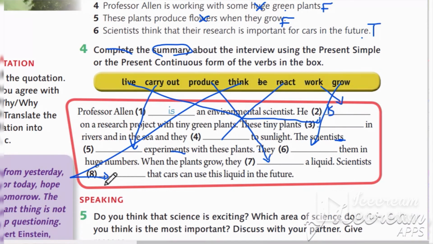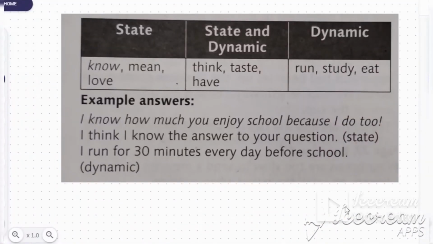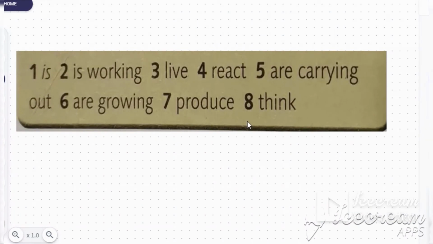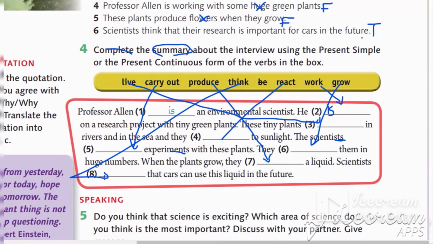Now these are the answers for both of the exercises. Exercise number 3, true or false, here are its answers. And exercise number 4, fill in the blank, these are the answers. Now go to exercise number 5.